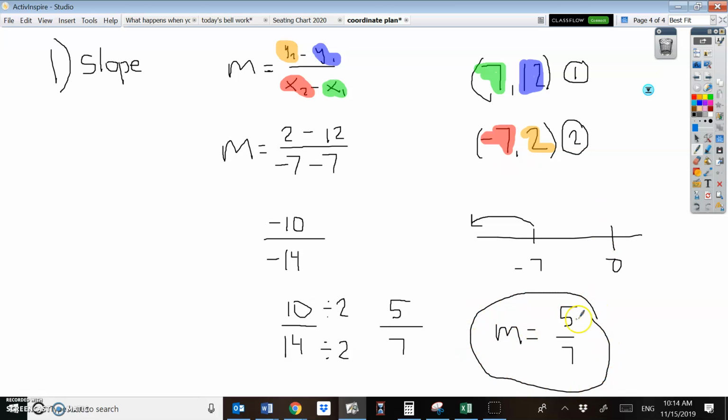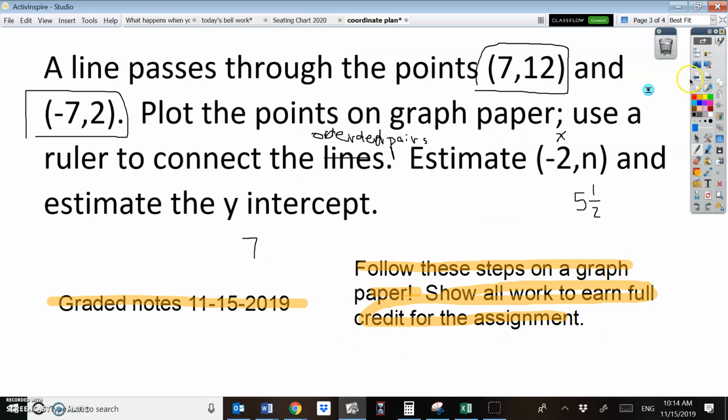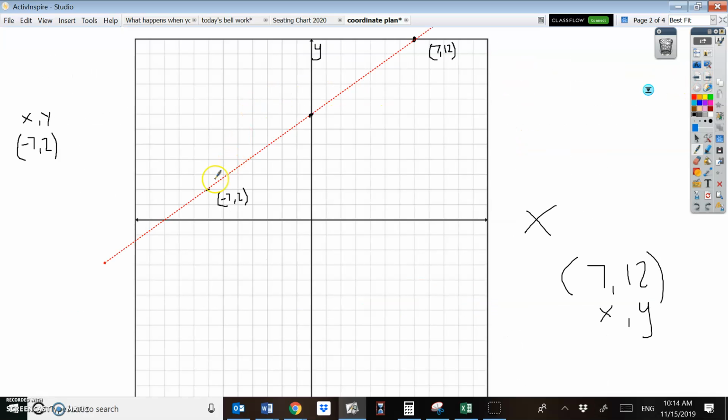Go back to your graph and check your slope. It should be rise of 5, run of 7. Let's check it. Rise of 1, 2, 3, 4, 5. Run of 1, 2, 3, 4, 5, 6, 7. 5 and 7.